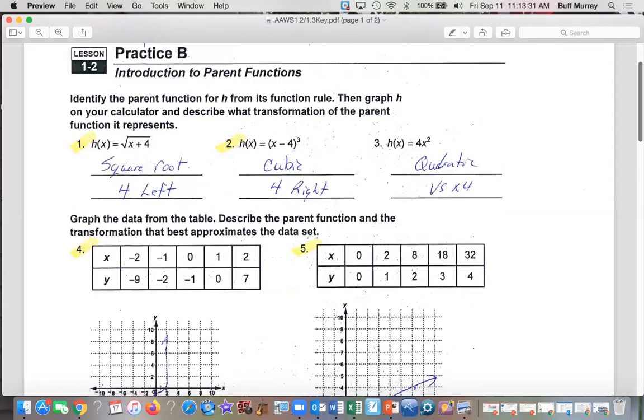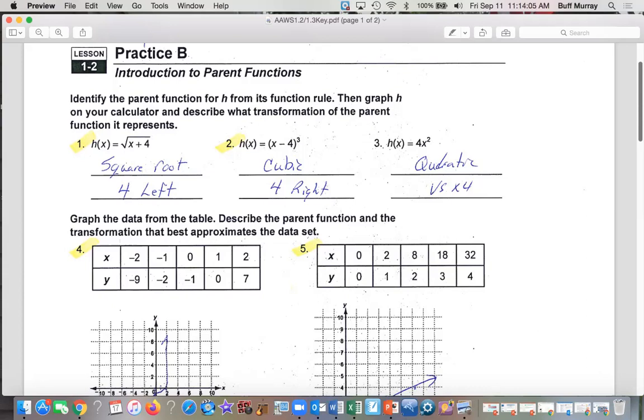Number 1 says, for this first 3, identify the parent function. Hopefully you identified it as the square root function. Pretty obvious. And did it move 4 units left? How did you tell that it moved 4 units left? What did you do? You add to x, you move left. Could you also have graphed it? Yes. Add to x, move left. Bingo. Graphing it can help too.